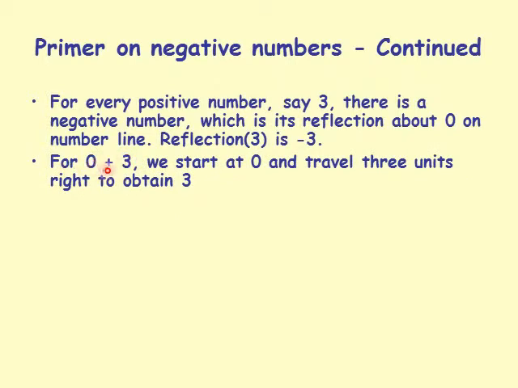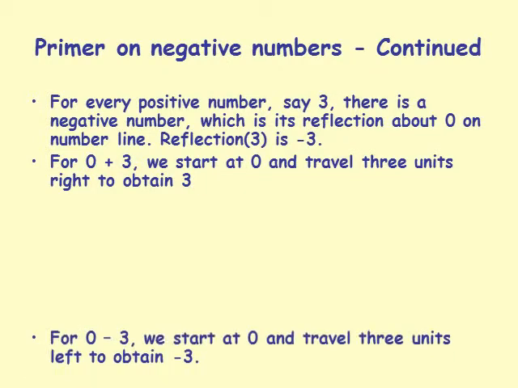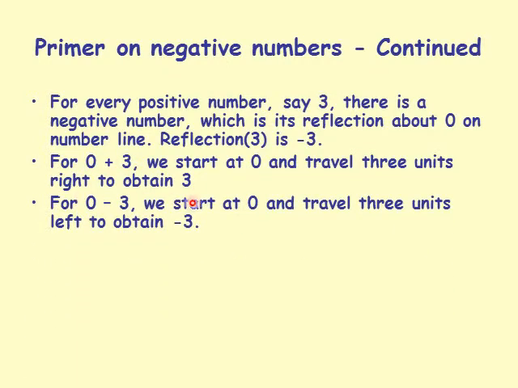So for 3, we start at 0, go 3 steps to the right, and we obtain 3. For -3, we start at 0 and travel 3 units to the left to get -3. And in a subtraction problem, 5 minus 3 would be: go from 0, positive direction 5 and negative direction 3, we are at 2. If we start at 0, go 3 steps to the right and 5 steps to the left, we are at -2.